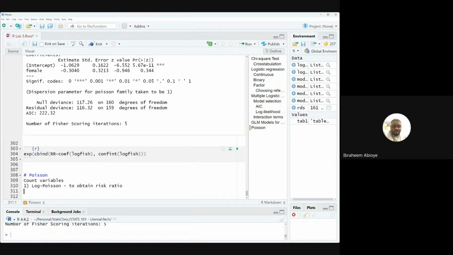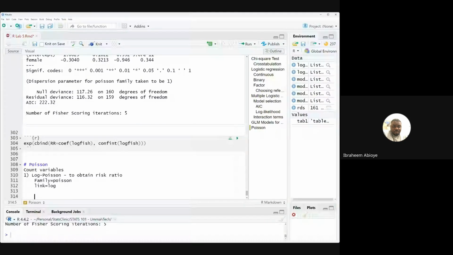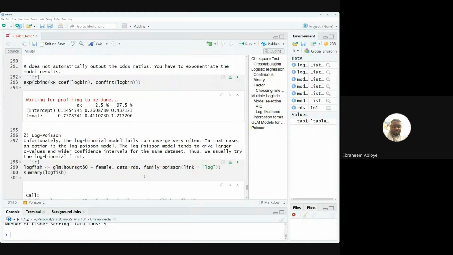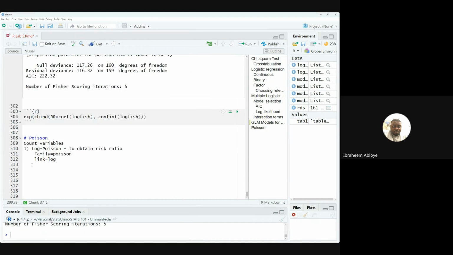Here again, for the Poisson family, remember that the family is always Poisson. The link is where there are changes. And for log Poisson, the link is a log. So basically, we're only going to make changes here. Now, the question is, why would we want to make changes? We make changes because of the nature of the outcome.